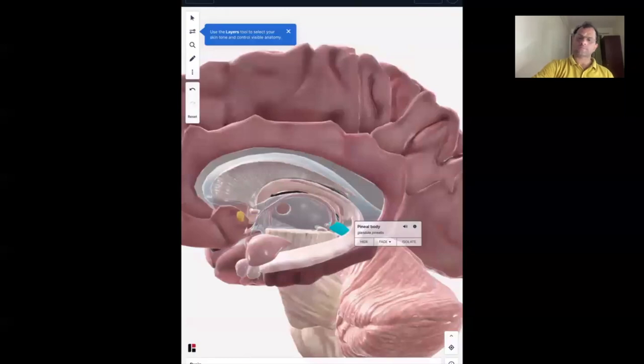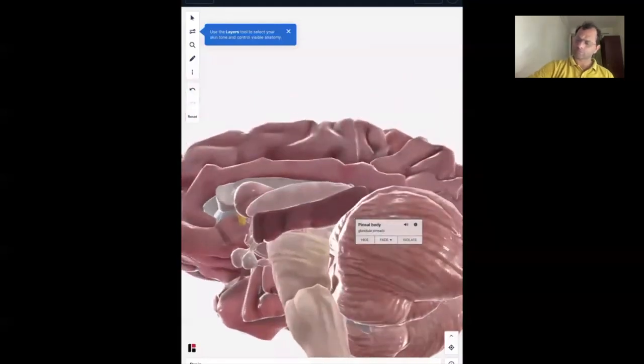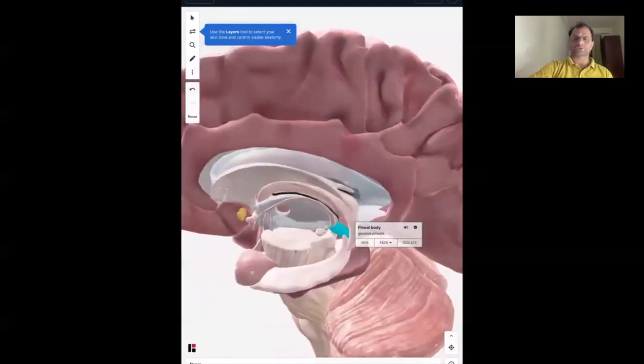So not only this, so what are the structures coming in the midbrain? मिड ब्रेन में कौन से स्ट्रक्चर्स आते हैं?